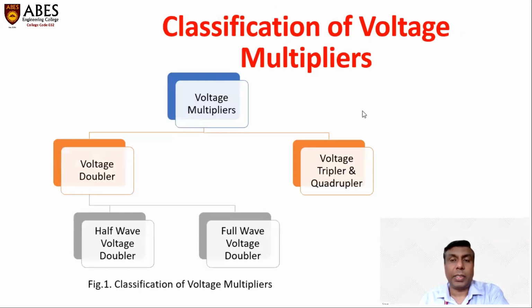Now it comes to the classification. Voltage multipliers are broadly classified into categories: voltage doubler, voltage tripler and quadrupler. If the voltage multiplier gives twice the peak value of the amplitude of the input voltage, it is known as a voltage doubler. If it gives 3 times the peak value of the amplitude of the input voltage, it is known as a voltage tripler, and if it gives 4 times the peak value, it is known as a voltage quadrupler.